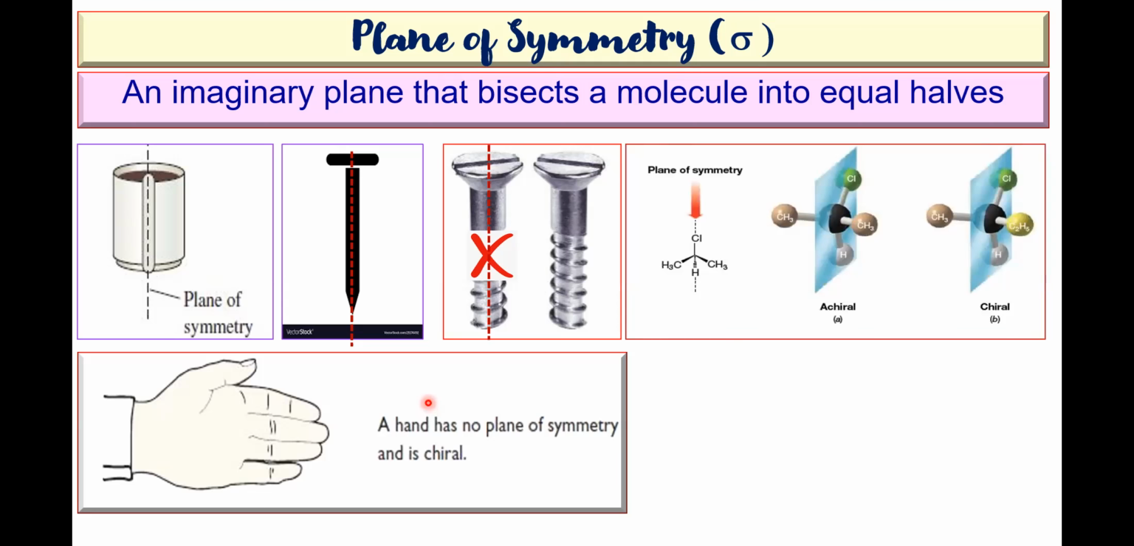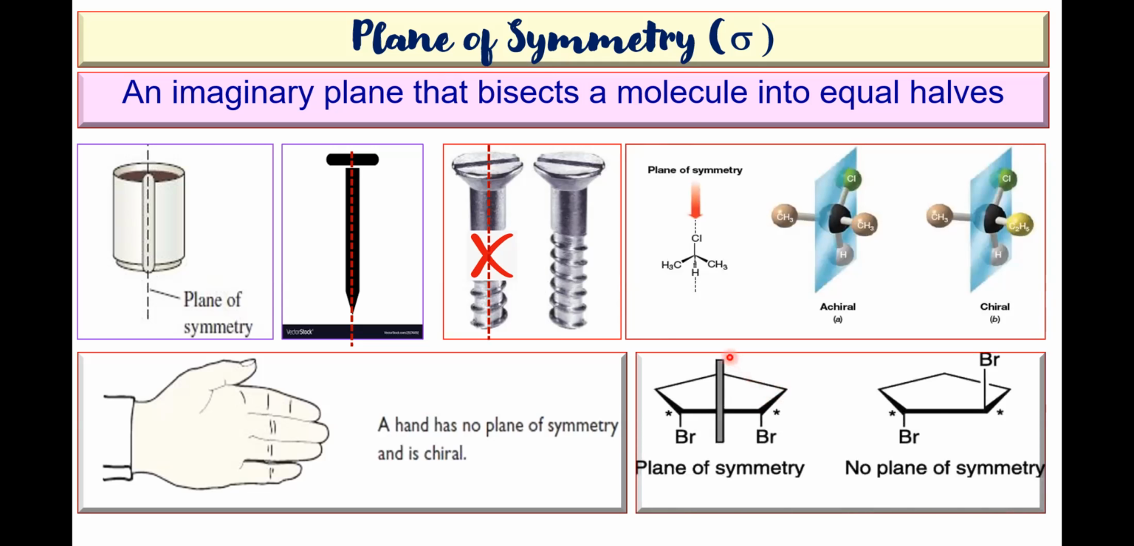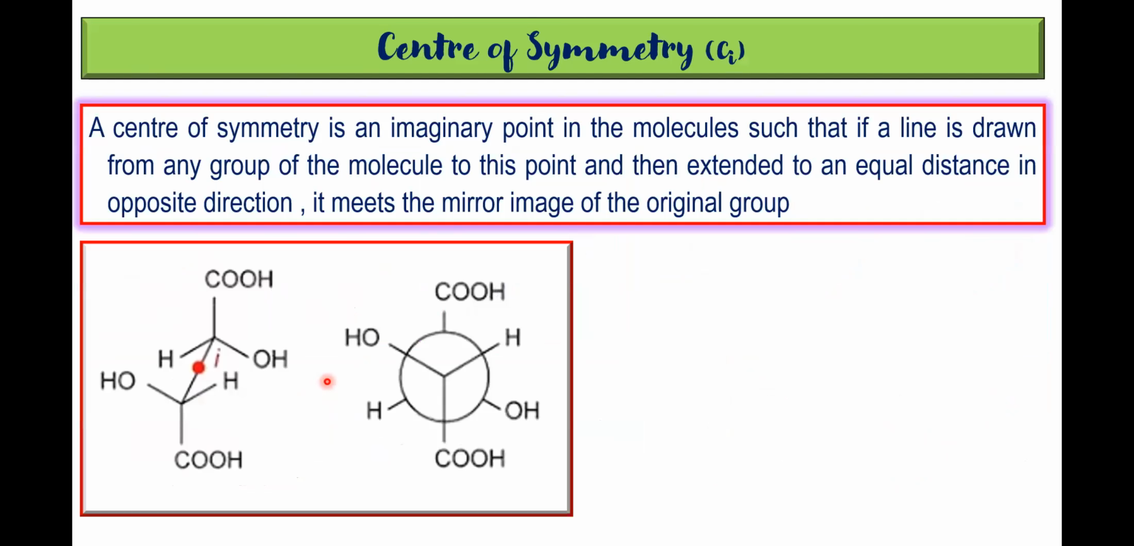Look at some objects. So it has a plane of symmetry. It doesn't have a plane of symmetry. A plane of symmetry means an imaginary plane that will bisect the molecule or an object into equal halves. So here there is no plane of symmetry, here there is no plane of symmetry.